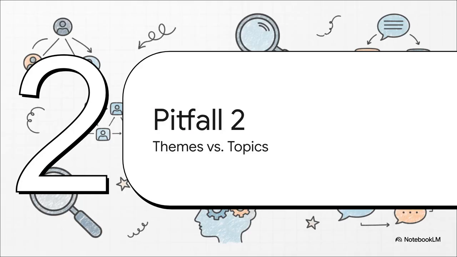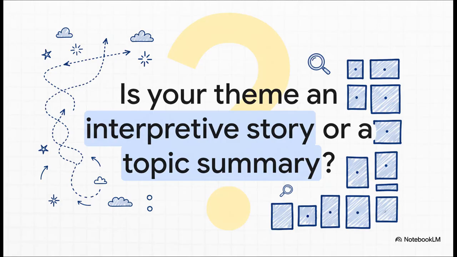Okay, let's move on to the second pitfall. And this is probably the single most common mistake people make when they're trying to do that reflexive TA. It's all about what a theme actually is. So, you have to ask yourself this question. When you create a theme, are you telling an interpretive story about a shared pattern of meaning in the data, or are you just summarizing what a bunch of people said about a topic? The difference is absolutely huge.